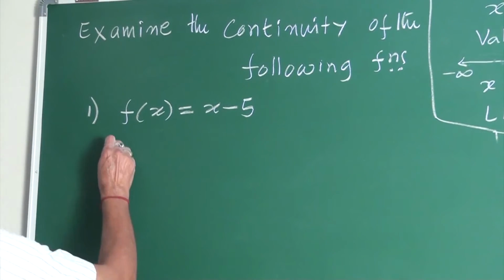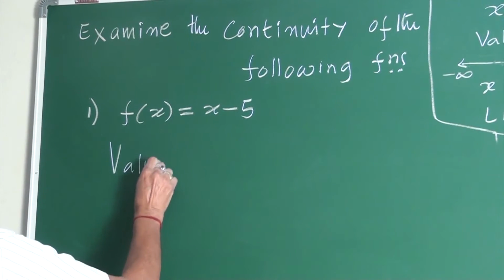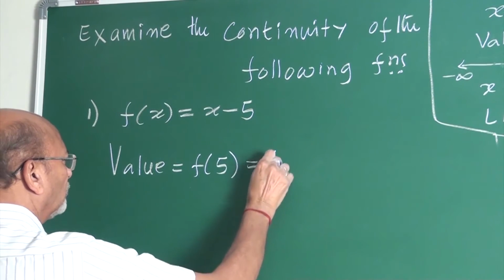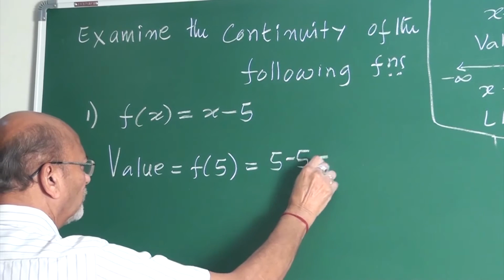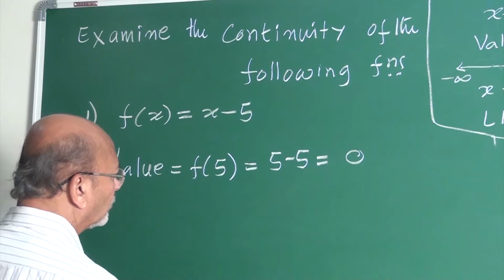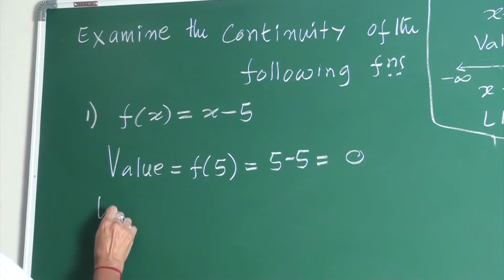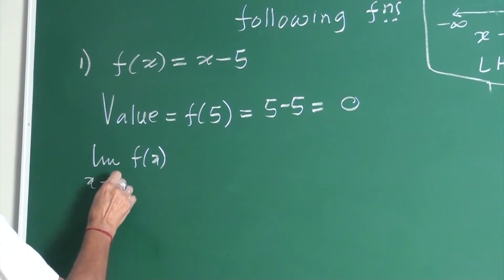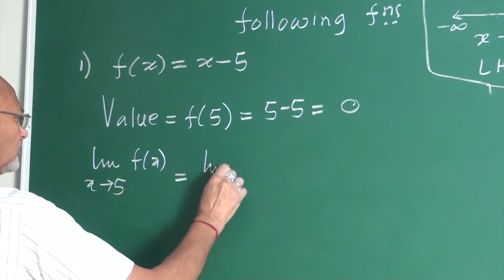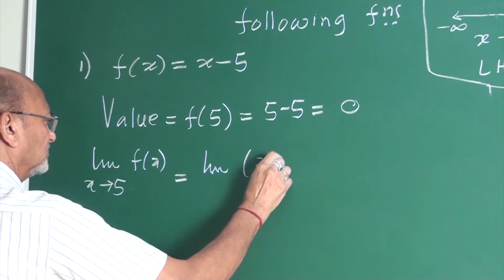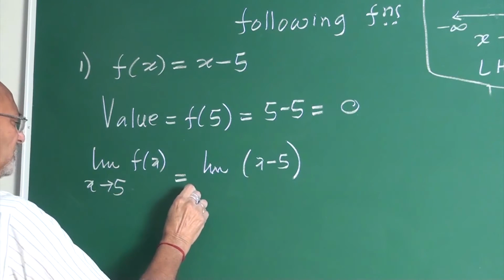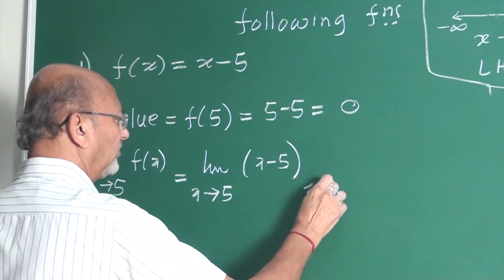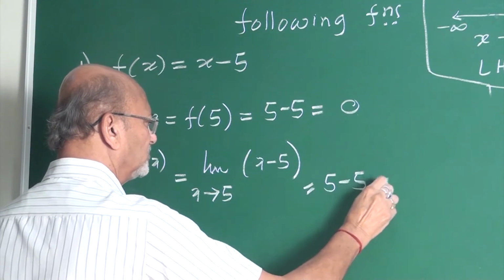Otherwise, you can write what? First value. What is the value? f of 5. What is f of 5? 5 minus 5. What is 5 minus 5? 0. Therefore, the value is 0. What next? Limit of f(x) as x tends to 5 equal to. Put the value of f(x). What is f(x)? x minus 5 as x tends to 5. Put the limiting value. 5 minus 5 is 0.